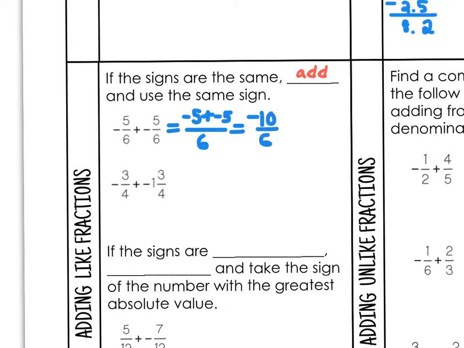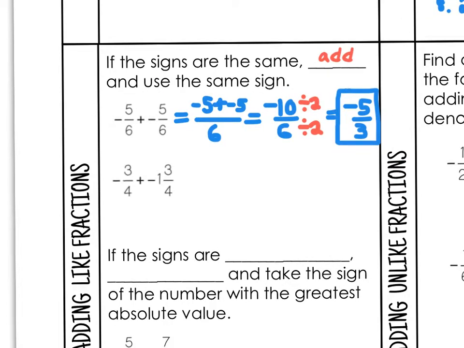Now, in fractions, we always want to leave our answers in simplest form. So we're going to divide both of these by 2. And then our answer is going to be negative 5 over 3. This is an improper fraction, but I am okay with you leaving it improper. You can leave it negative 5 over 3. Now let's take a look at this next problem.